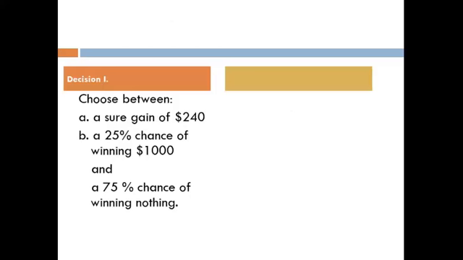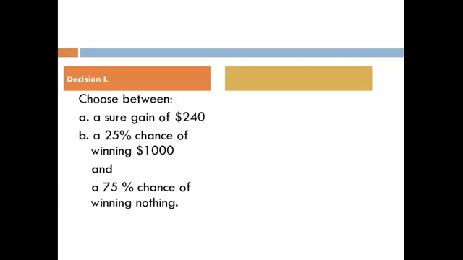Okay, so you have a choice between a sure gain of $240. You're playing some kind of gambling or something like that. So you have a guarantee that you're going to win $240, or you can take a chance: a 25% chance of winning $1,000 and a 75% chance of winning nothing. So what you're choosing between is walking away with your $240 or gambling for a chance at $1,000 with a really high probability of ending up with nothing.